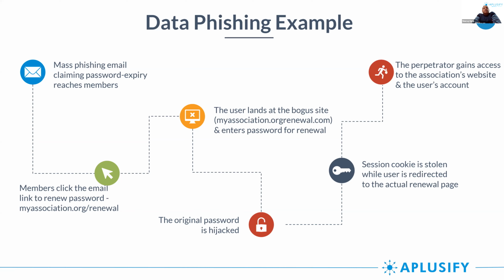So I think we will take a very simple example. And most of the data phishing, 95% of the data phishing actually happens through mass email. So what a hacker will do, as you can see in the screen, is they will actually send a phishing email to all your members. And what that email will say is that your password is going to expire soon. And that is a very common and convincing email. And what they do is they generally send that email with logos of your company, which they might have copied from somewhere, so that the email looks realistic.